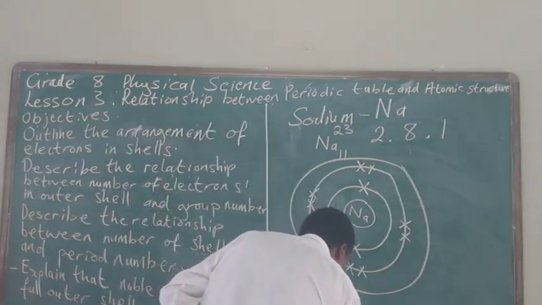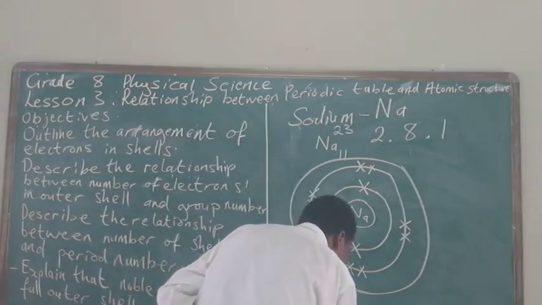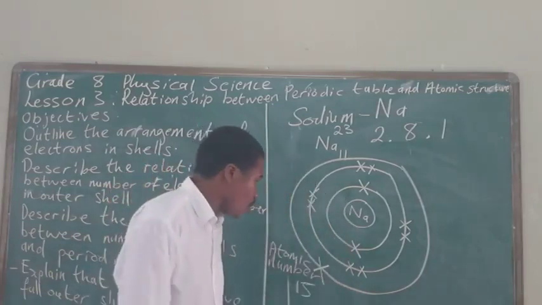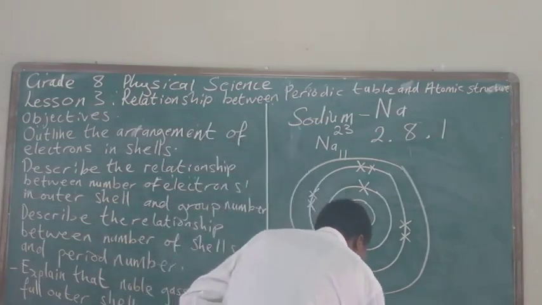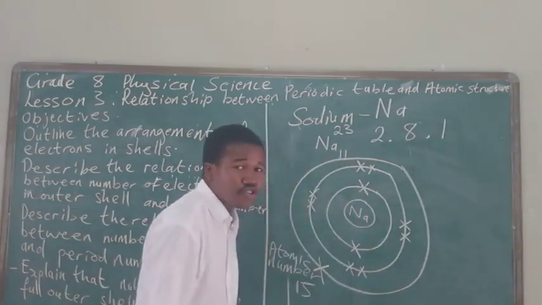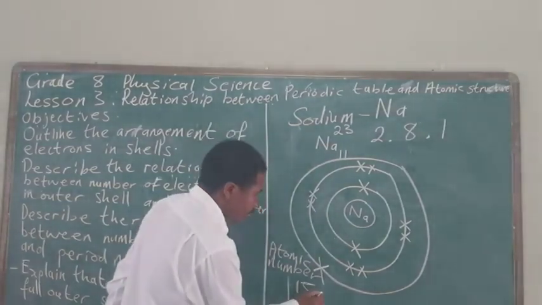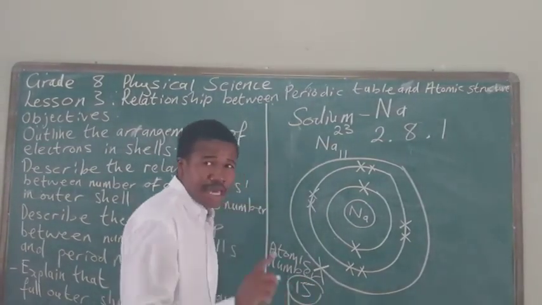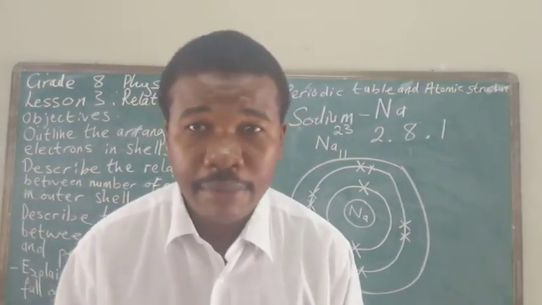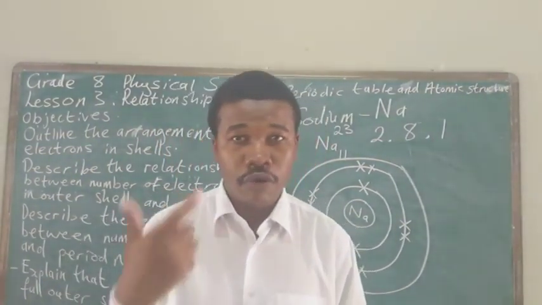So the second shell can be occupied by a maximum of 8. Now 2 plus 8 is 10, which means we still have 5 more. Then the third shell would have 5 electrons. So this would be the electron configuration. The moment I am given the atomic number, I am able to tell the electron configuration.